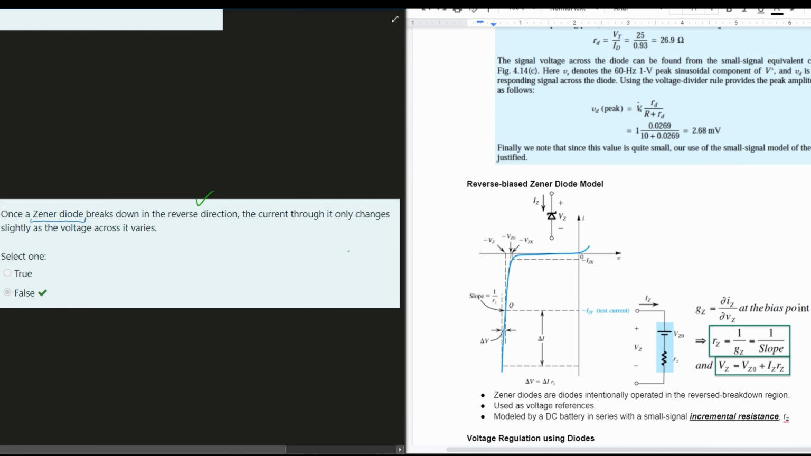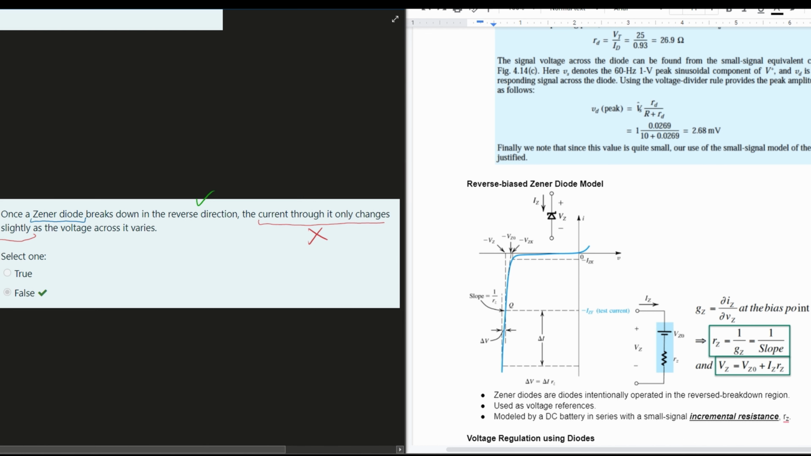Now, the current through it only changes slightly. That's the next thing that it's asking us. So we can highlight this: current through it only changes slightly. Is this true or false? Well, this is going to be a big false. So when we look at this, we can see that this is going to be what our current is kind of referencing, and this is a huge difference. This is a humongous difference. It's exponentially different in the reverse direction.